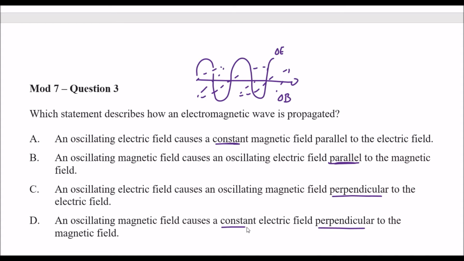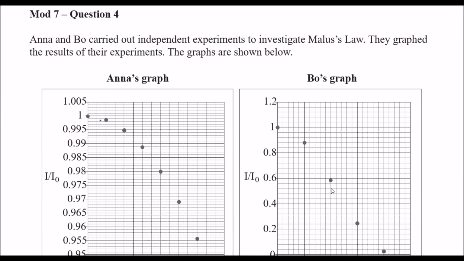An oscillating electric field causes an oscillating magnetic field perpendicular to the electric field. So C is our answer, because to get an electromagnetic wave, we are trying to see constant changes in both the electric field and the magnetic field. There shouldn't be a constant value in there. Okay, so let's move to question 4.